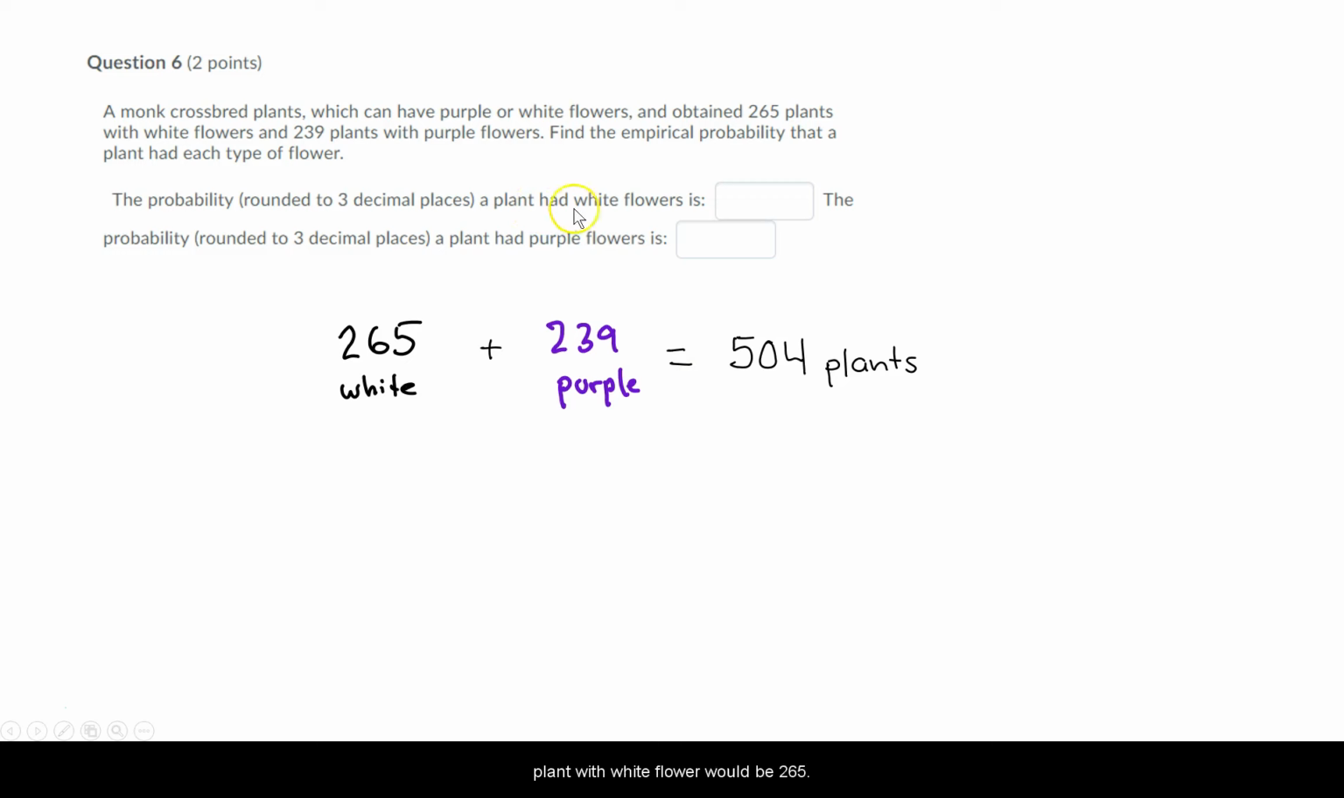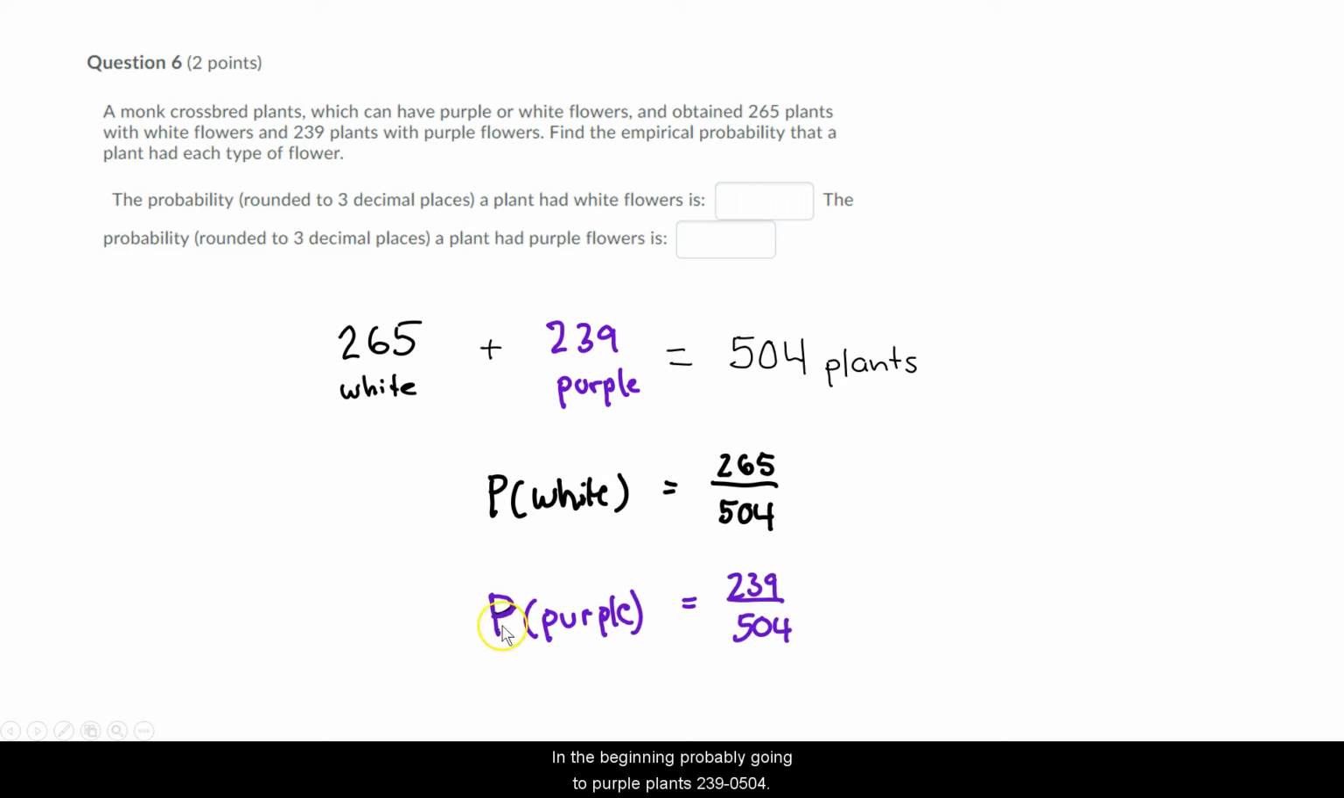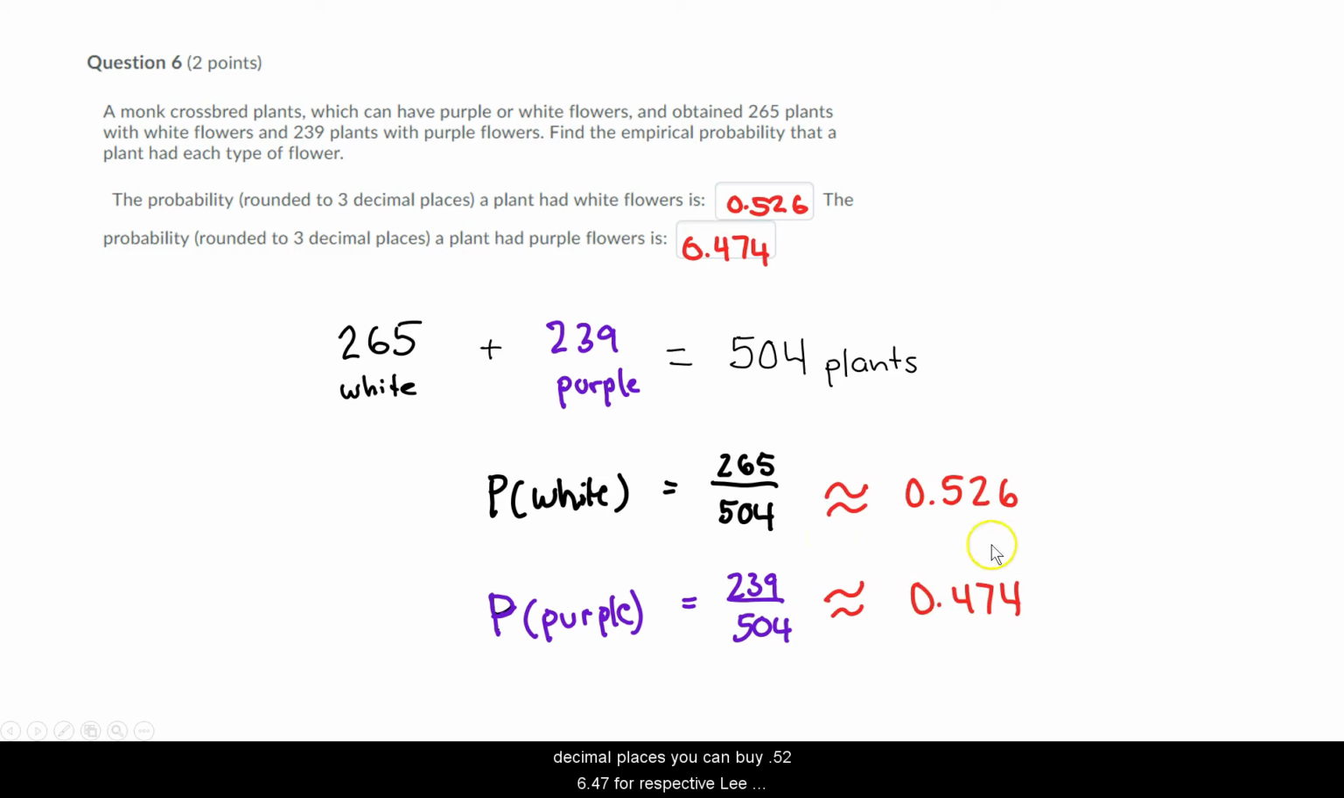So the probability of getting a plant with a white flower would be 265 out of 504. And the probability of getting a purple plant is 239 out of 504, which if you work these out and divide them and round to 3 decimal places, you get about 0.526 and 0.474 respectively. And these should add up to be 1 or 100% because those are the only 2 possibilities that we have, and they do. So sometimes you might be asked to find all the probabilities involved here. And you should know that if there's only 2 different things that can happen, the 2 probabilities you're finding should have to total 100%, or 1 in this case.